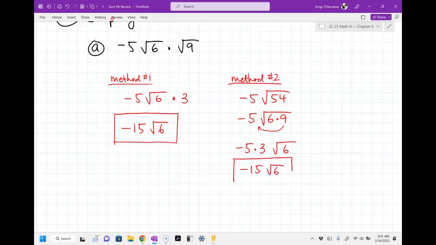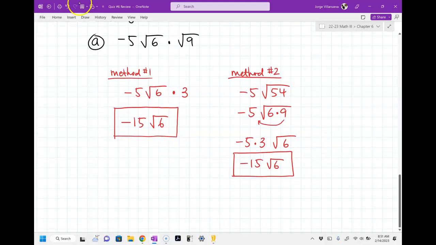So notice, same answer. A couple more steps, but it's okay. You do whatever works for you. Like whatever your mind says, I get that, then do that. I'm just showing you two different ways. The next problem that I'm going to do, I'm going to show you two different ways as well. The same two methods apply to one problem, just so you can see it doesn't matter how you do it. You'll get there.